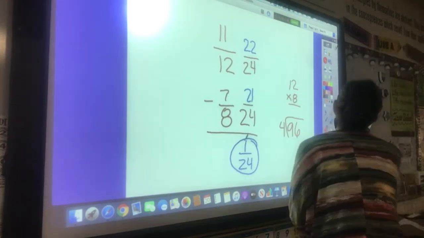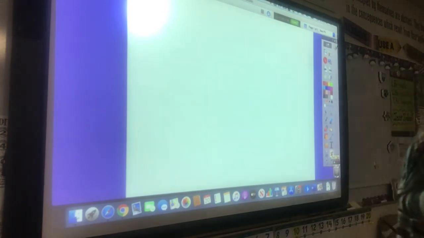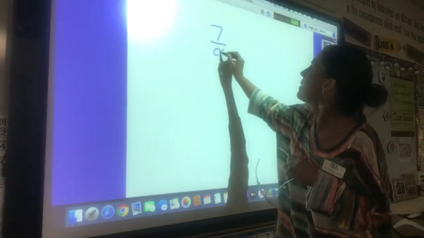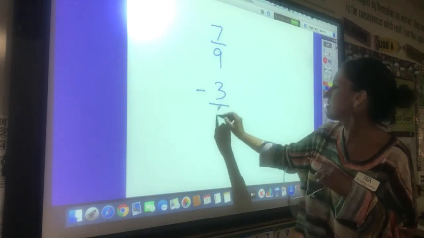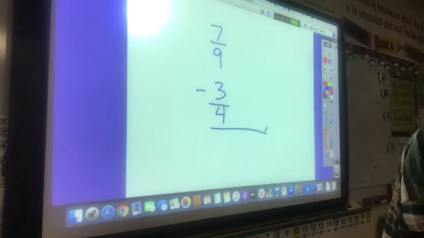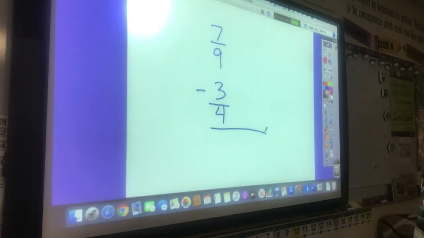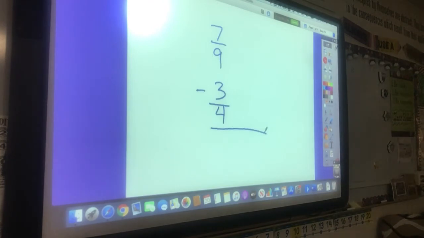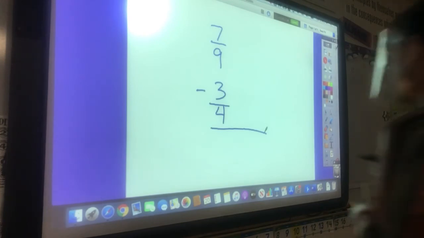Okay, let's try another subtraction. Again, same thing, it's just subtracting instead of adding. Let's do 7/9 minus 3/4. Our two numbers are 9 and 4, so we need a least common multiple for 9 and 4. Okay, 9 and 4 only share 1 as a factor, so it's got to be shortcut 1. So what would be our least common multiple? 36.